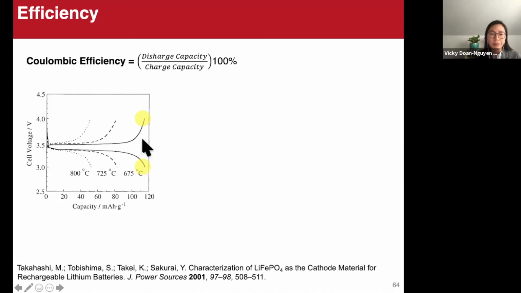Another metric by which we discuss cycling on a cell is the Coulombic efficiency. And that is the discharge capacity divided by the charge capacity that's achieved times 100%. So those are the two values that you see here. When you have a charge capacity that is greater than that of your discharge capacity, that can be attributed to electrolyte decomposition, overcharging because of that reason, or a number of other phase transformation reasons.